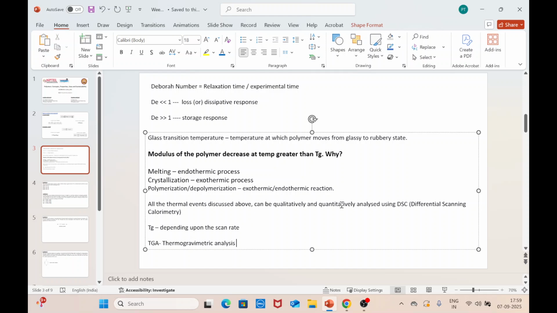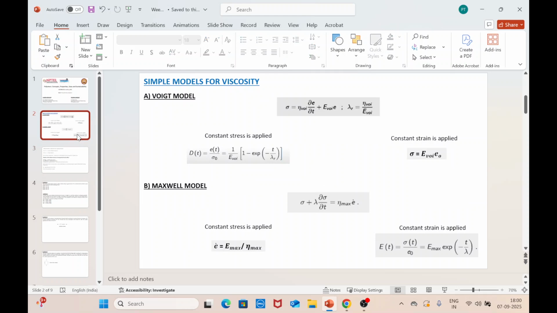For this we conduct two types of tests. One is the creep test and the other is stress relaxation. In creep, you apply a constant stress. In stress relaxation, you apply a constant strain. So in creep, we apply a constant stress and measure the strain as a function of time. Whereas in stress relaxation, we apply a constant strain and measure the stress as a function of time.